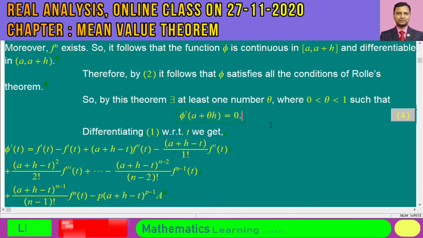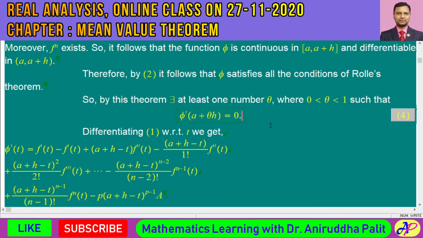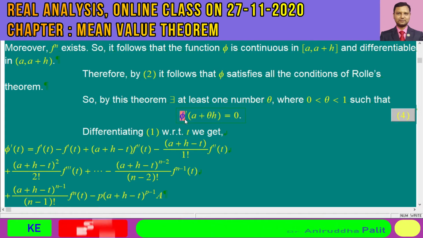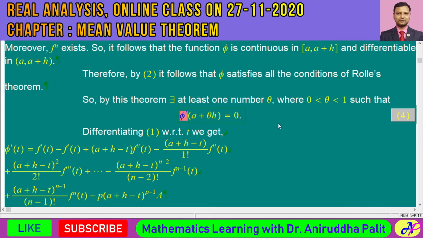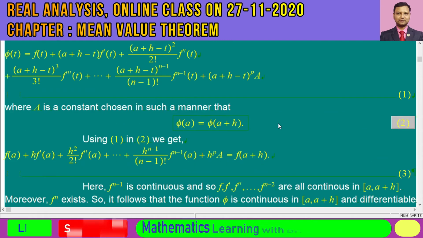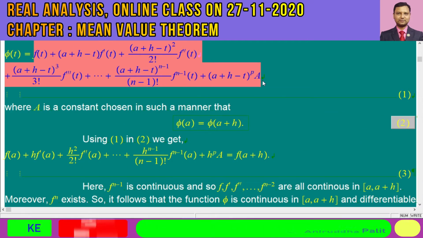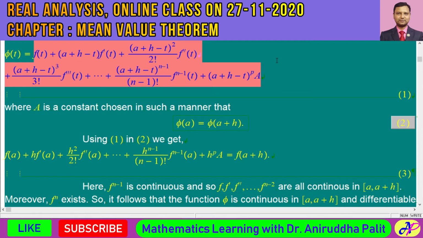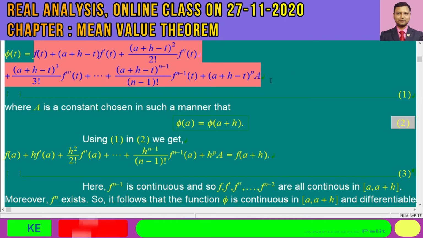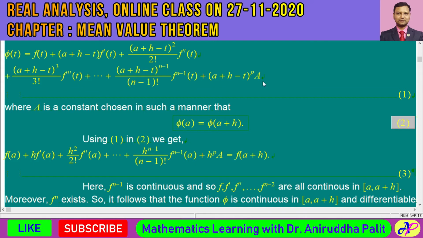Now we need to compute the derivative phi dash. This long expression has to be differentiated with respect to t, and ultimately we will find that most of these terms get cancelled after differentiation. That is the beauty of this expression. Let's check how to differentiate it.